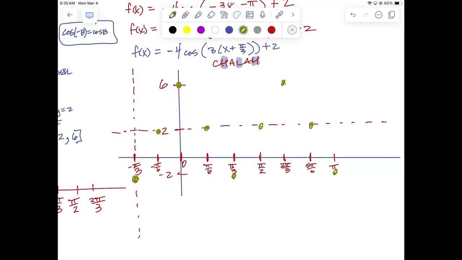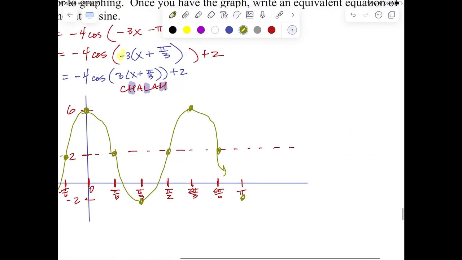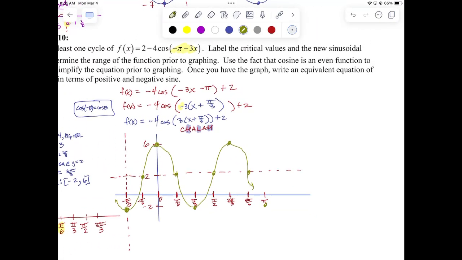Notice how I put my low point below the marks on the x-axis. I did that intentionally. All right, now I just connect it with nice quarter cycle counting intervals and make sure that they're curved. If you do it in quarter cycles, you're less likely to make a bad graph. Okay, you're exaggerating the smiles, you're exaggerating the frowns. All right, then all we have left to do is write equivalent equations.